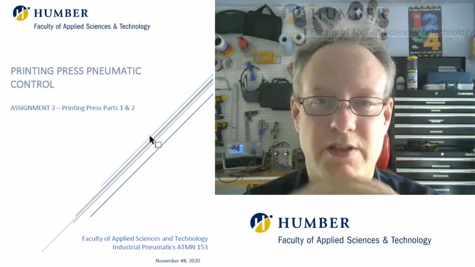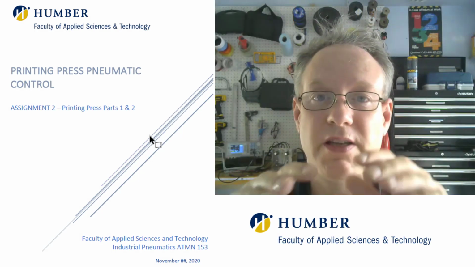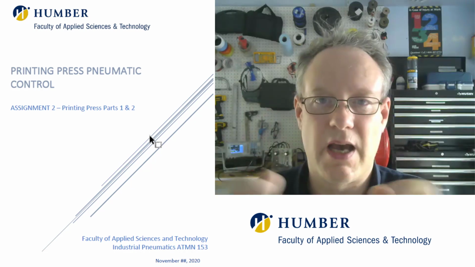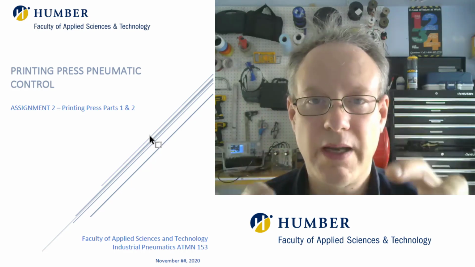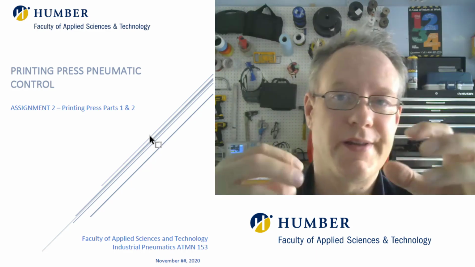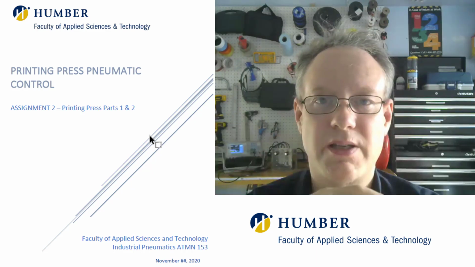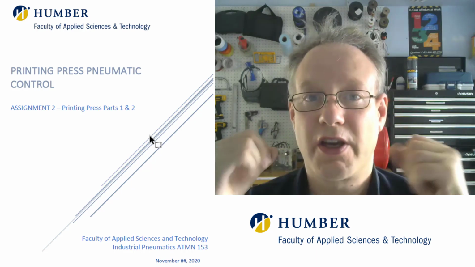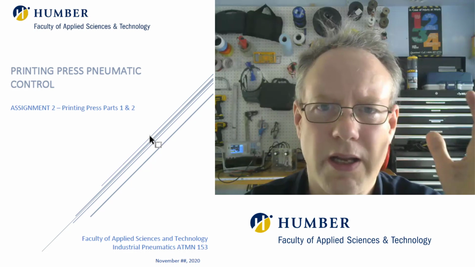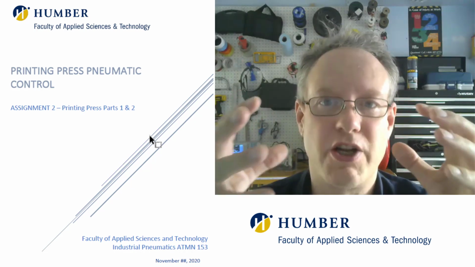Let's talk about the printing press assignment. Awesome assignment. This assignment will give you a good understanding of full system design. We're going to look at a real application, a printing press, and at the different actuators that make things go on the printing press. We're also going to discuss the control aspect of all of those actuators, how we control it, and we will be looking into the logic.